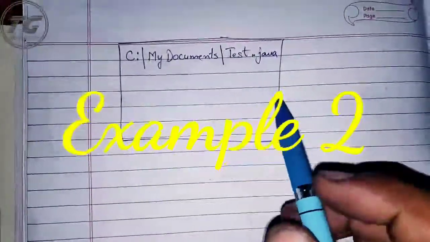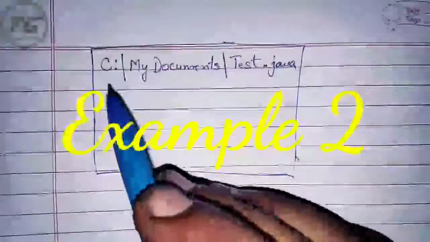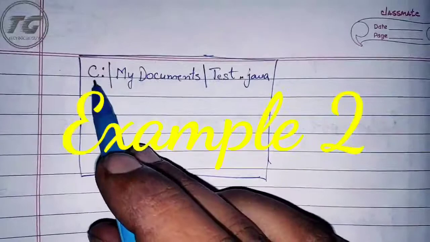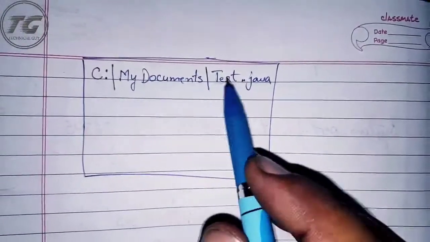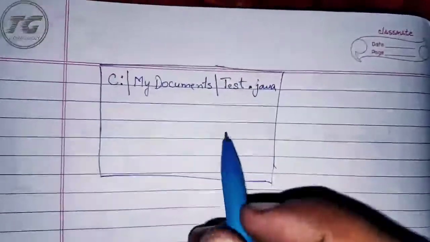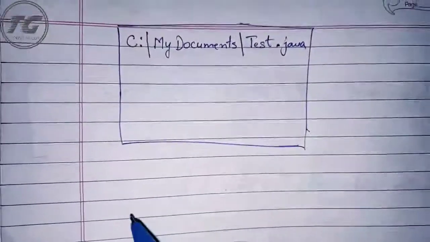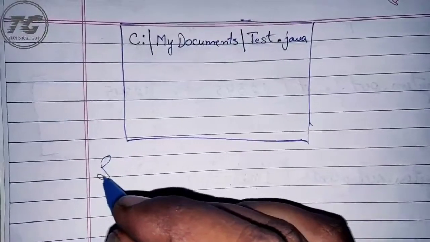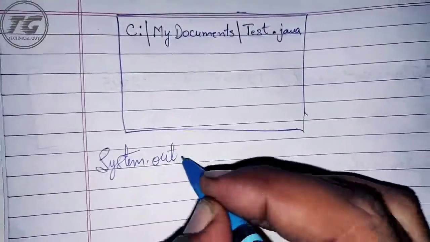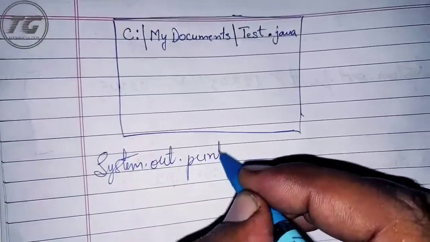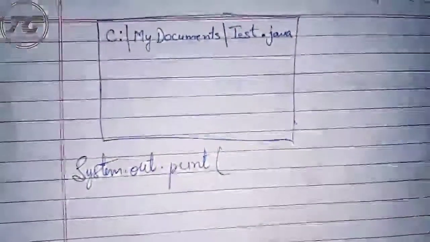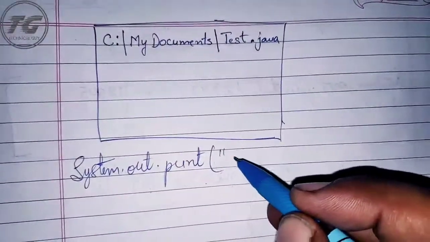Here we have another example. Suppose you want to print this on the output screen. This is the path of a file, test.java: C drive colon backslash my documents backslash test.java. I want to print this on the output screen. How will I use it in the println method? For that you need to write System.out.print or println, any you can use.